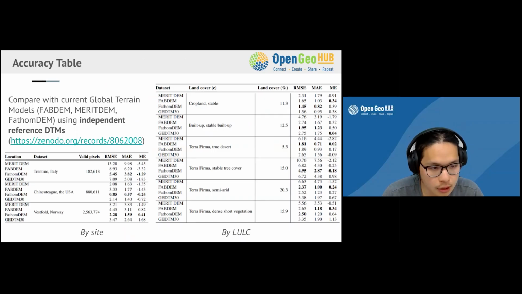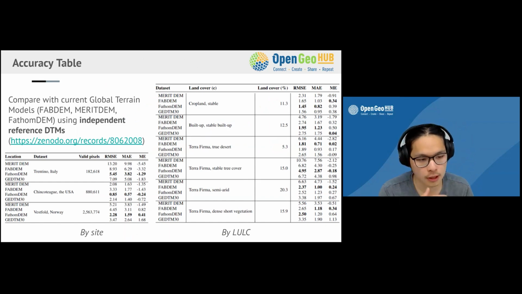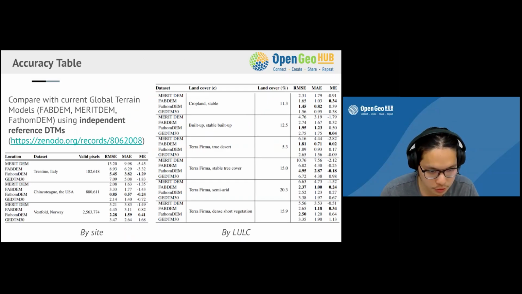We also compare with other current global terrain models like FABDEM, MERIT DTM, and FETEN-DEM, using independent reference digital terrain models. The link goes to these reference terrain models, but this data can also be used in multiple comparisons of the digital terrain models of the world. We can see by sight that our global ensemble DTM has relatively good results compared with FABDEM, but FETEN is also good at predicting the terrain. The right side is from the land use land cover, and yeah, our result is also quite comparable with the state-of-the-art digital terrain models. Okay, next one.